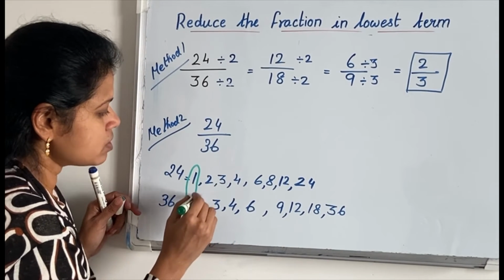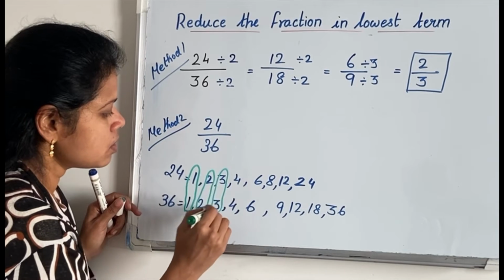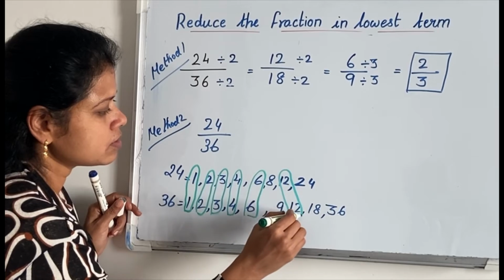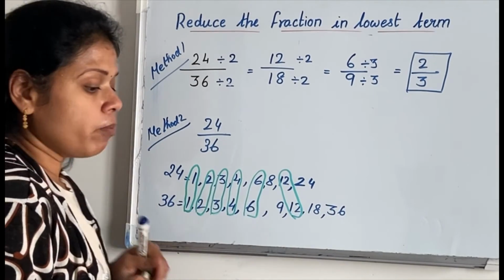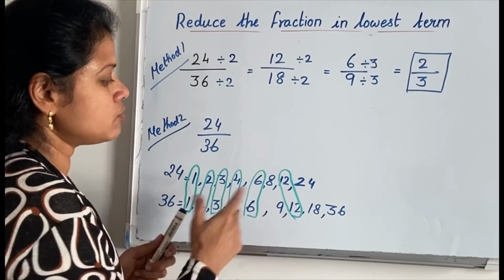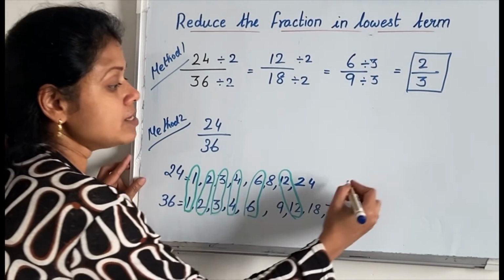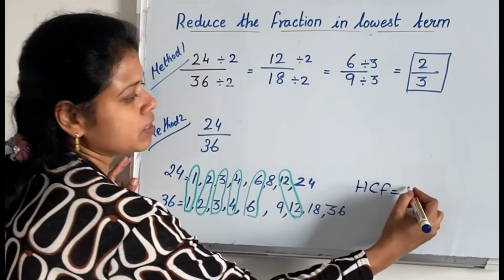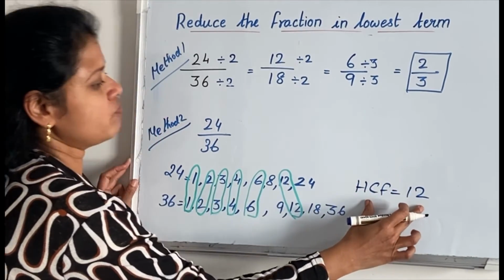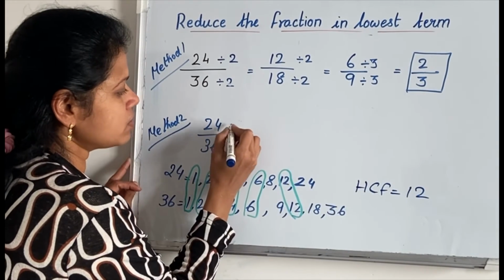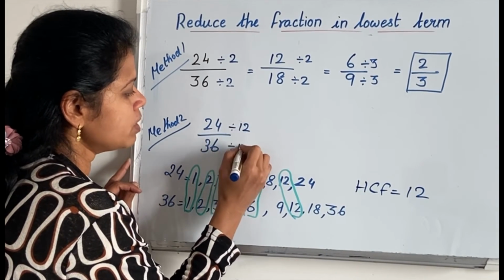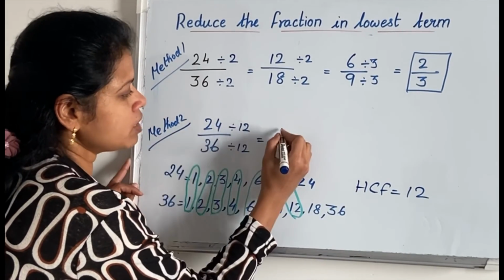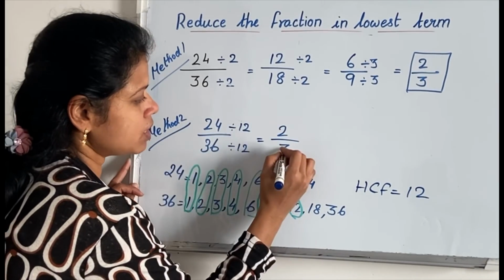Let's find the common factors first. They are 1, 2, 3, 4, 6 and 12. The highest common factor is the greatest of these, which is 12. After finding the highest common factor, divide the numerator and denominator by the HCF. So 24 divided by 12 is 2, and 36 divided by 12 is 3.